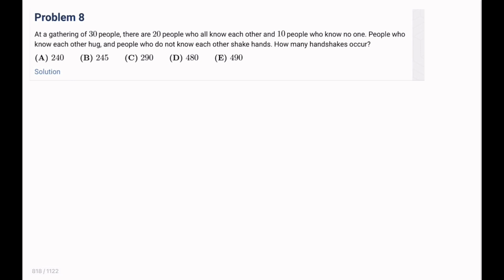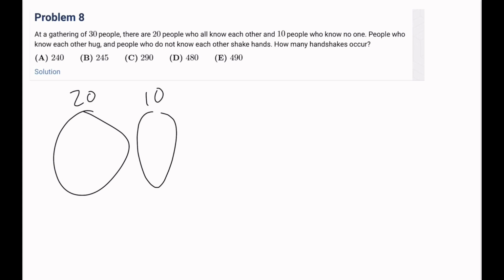Problem number 8. At a gathering of 30 people, there are 20 people who all know each other and 10 people who know no one. People who know each other hug, and people who do not know each other shake hands. How many handshakes occur? So we have 20 people who know each other and 10 people who don't know anybody. And so how many handshakes occur? So between the 10 people, that would be just 10 choose 2, right?